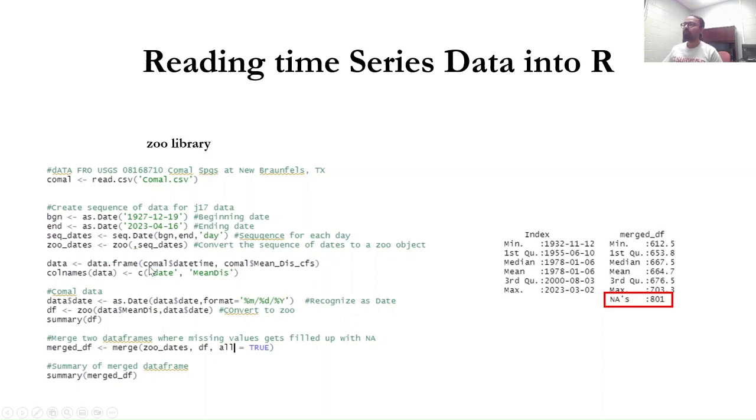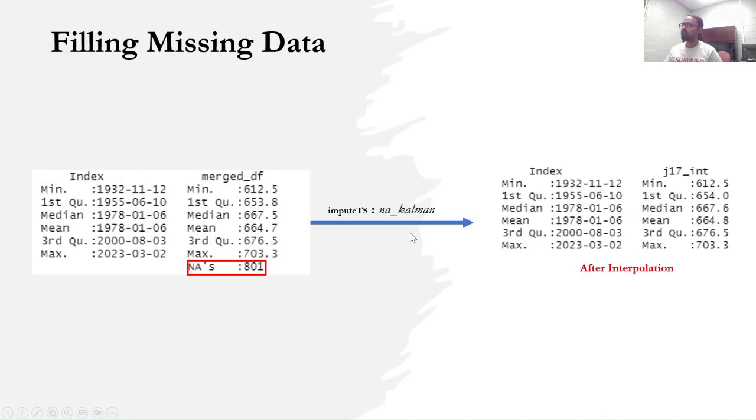Then by merging the actual data downloaded from the website with this sequence of dates, I was able to create a new data frame called the merged data frame. Looking into the merged data frame, we can see that out of all the data in all these years, 801 values were missing. So the next task was to fill in the missing data.